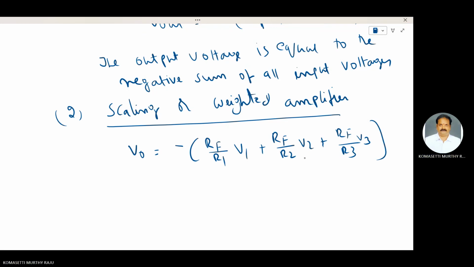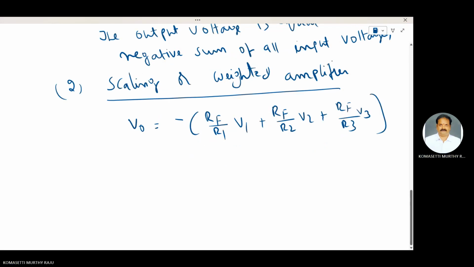If each input voltage V1 is amplified by a different factor, that means RF by R1. Input voltage V2 is amplified by another factor RF by R2. V3 is amplified by another factor RF by R3. If each input voltage is amplified by a different factor, that is, weighted differently at the output, then it is called a scaling or weighted amplifier.